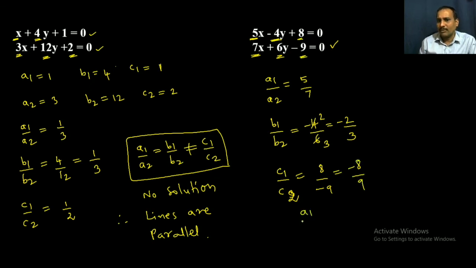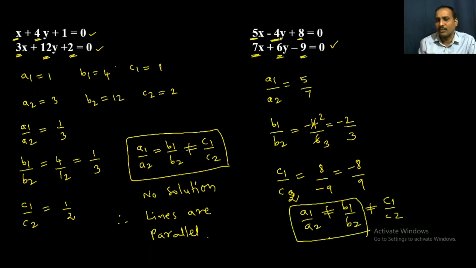So clearly a1 by a2 is not equal to b1 by b2 is not equal to c1 by c2. We have this condition a1 by a2 is not equal to b1 by b2, which means the system has a unique solution. Therefore, the lines are intersecting lines. Both the lines intersect each other.